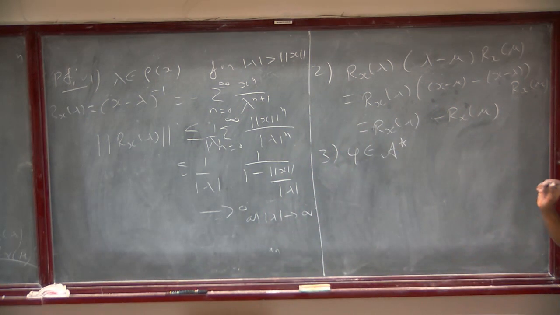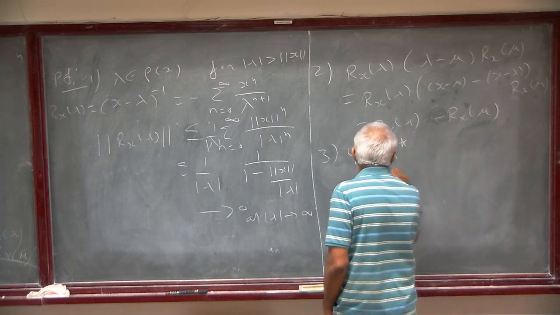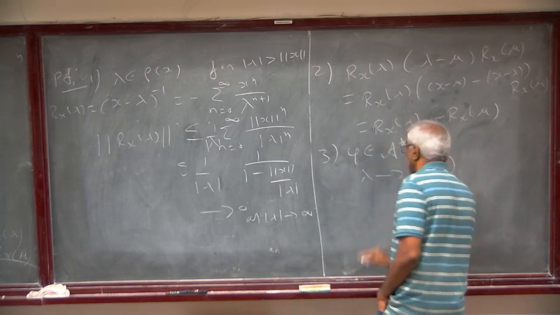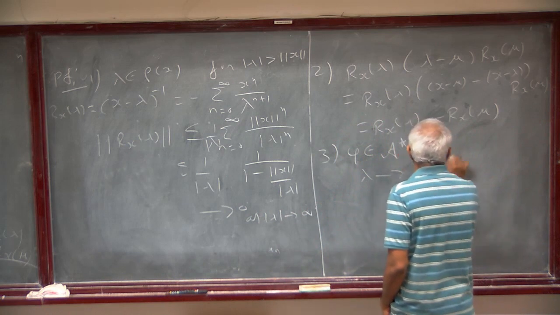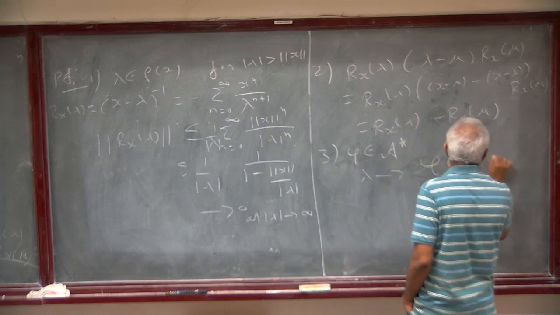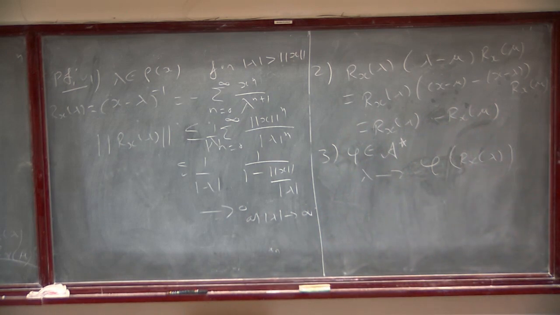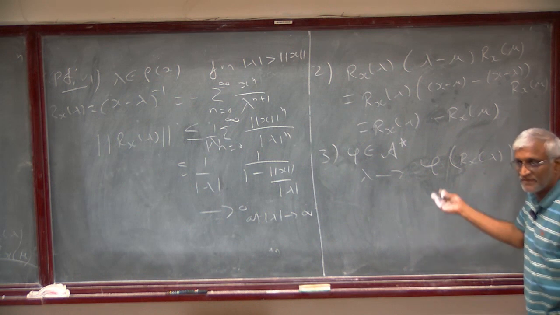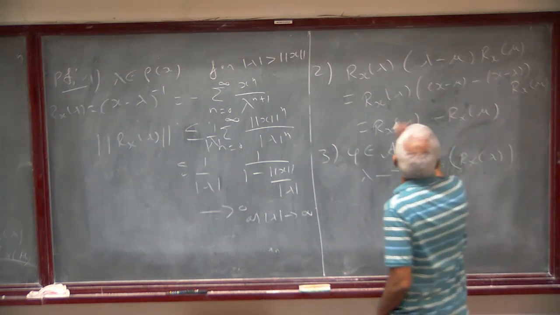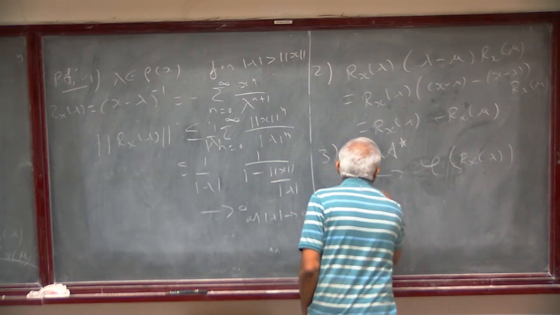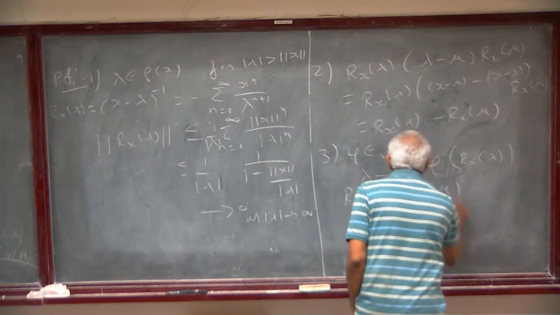Now we want to prove that λ going to φ of Rx(λ) is analytic. We want to prove that this function, the resolvent function, is weakly analytic, which means precisely this. So we want to prove that this is analytic. These are complex functions, from the complex plane to the complex plane, taking values in the complex plane. So we have to prove it's differentiable. That's all.